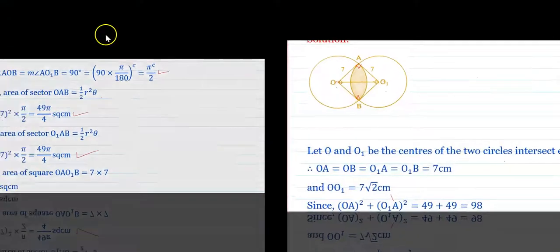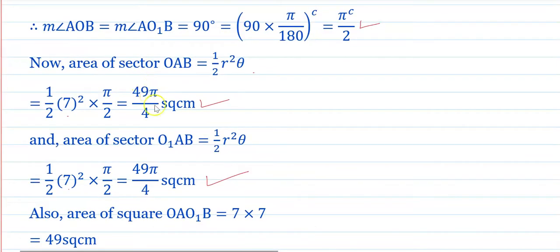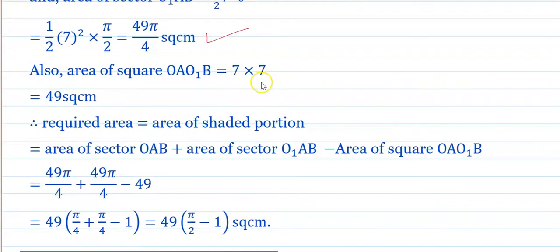Next, the area of the square AOBO1. The length of the side of the square is 7, and hence it is 7 into 7, that is equal to 49 square centimeter. Therefore the required area, that is the area of the shaded portion, is equal to area of the sector OAB plus area of the sector O1AB minus area of the square, that is 49 pi by 4 plus 49 pi by 4 minus 49. Taking 49 common, you will get pi by 4 plus pi by 4 minus 1.